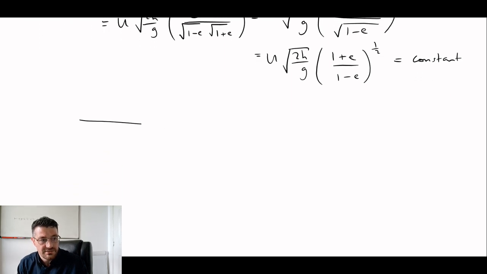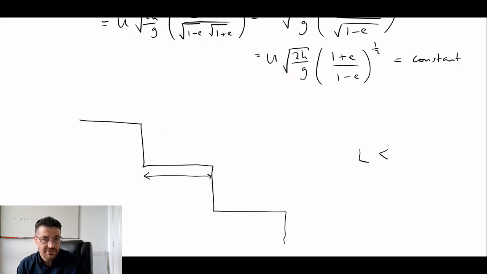We've got our stairs. So let's say that L, the length of the stair, is less than the limit as n approaches infinity of dn. Then what's going to happen? At some point, this particle is going to bounce really close to the edge of this top stair.